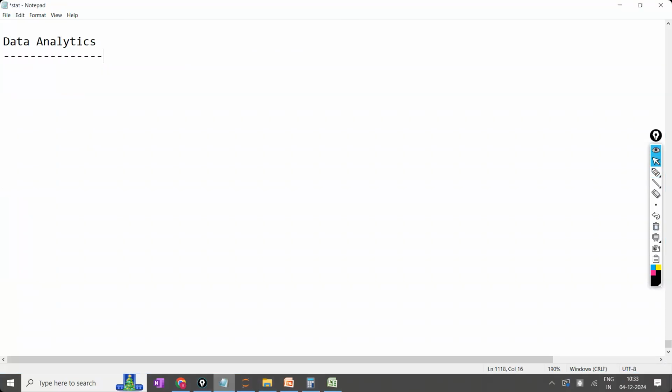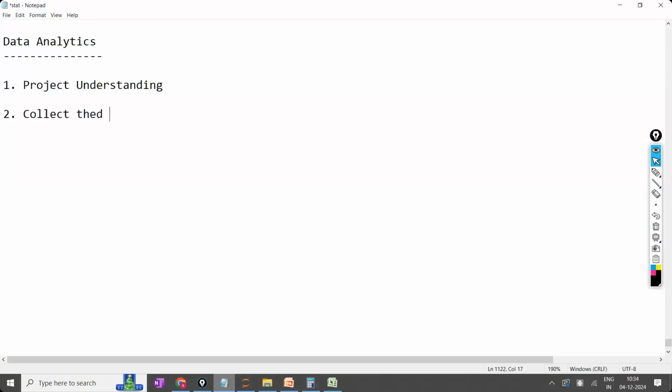So what are the different steps of a data analytics project? First, you have to understand the project. What project was given to you? First you have to understand the project clearly. Project understanding. Once you understand the given project, then you have to collect the data from the database.